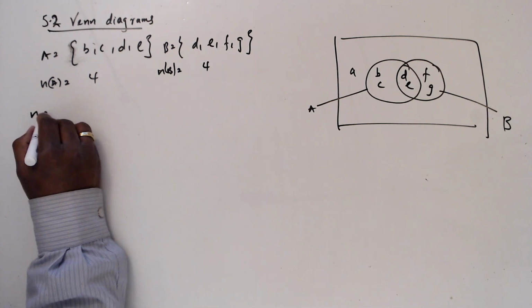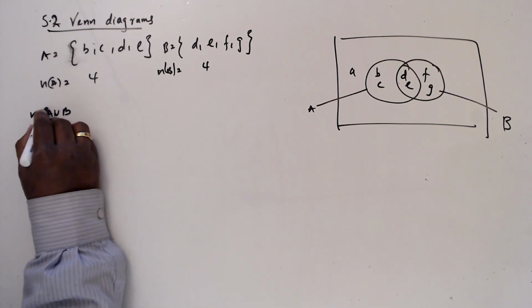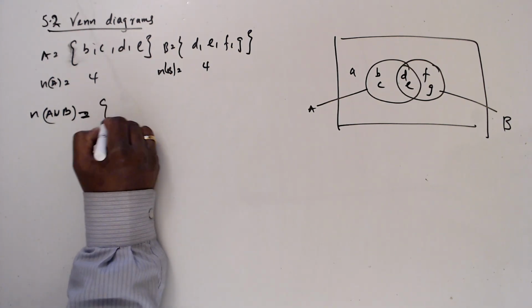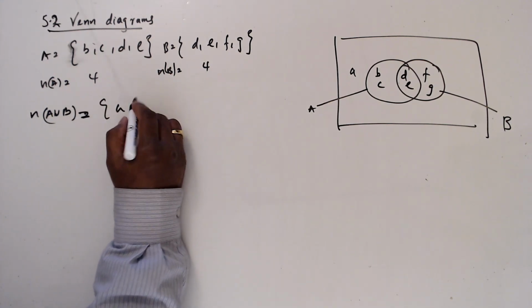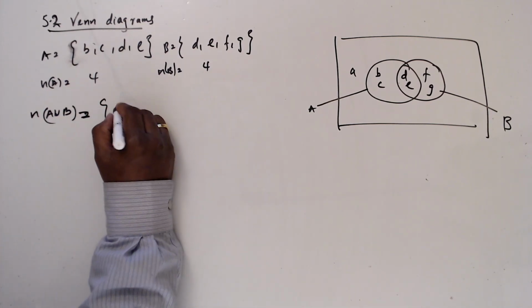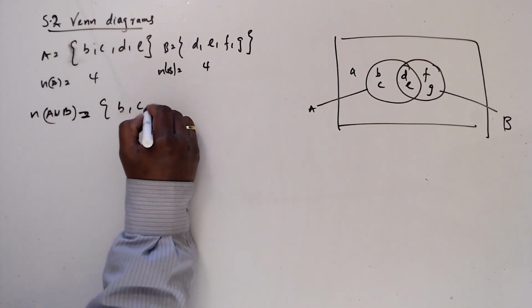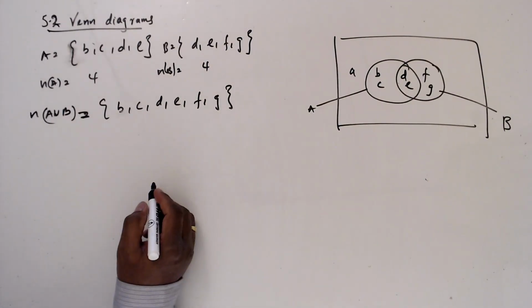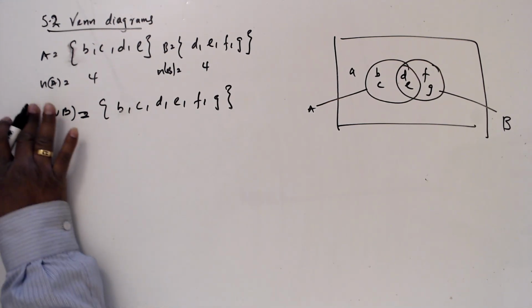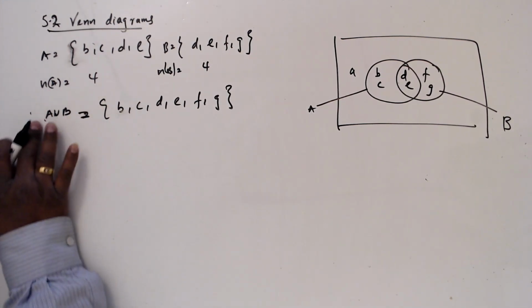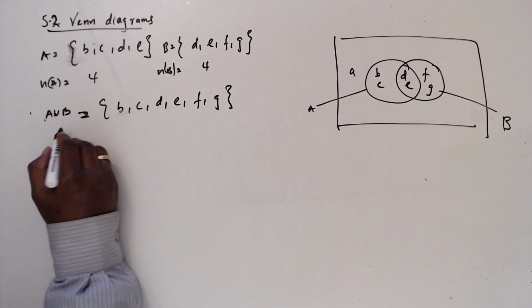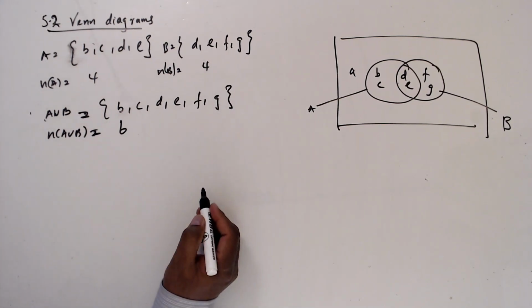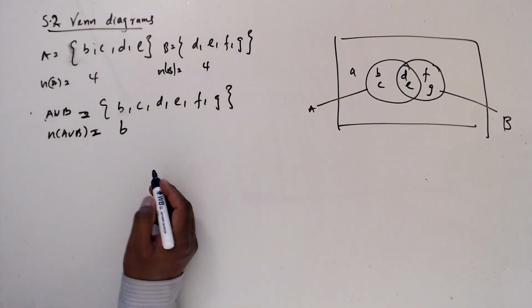Now what is N of A union B? You can see that A union B is A, B, C, D, E, F, G. Sorry, A union B. So N of A union B is 6: 1, 2, 3, 4, 5, 6.